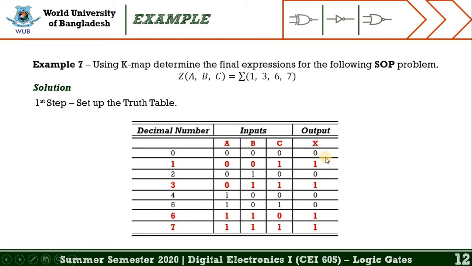If you see the question again, you can find there are 4 numbers: 1, 3, 6, 7. Only in those cases do we get the output high. That's why in this truth table we marked in red which lines should be high: 1, 3, 6, and 7. In the output section, only these numbers give 1, and the rest of the numbers have output 0. So let's move into the next slide.